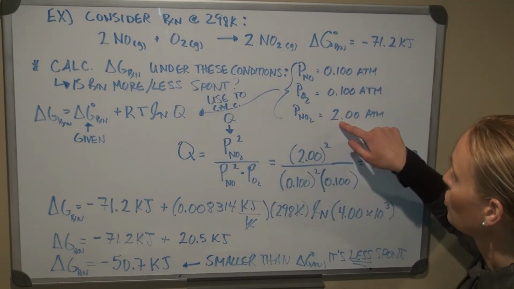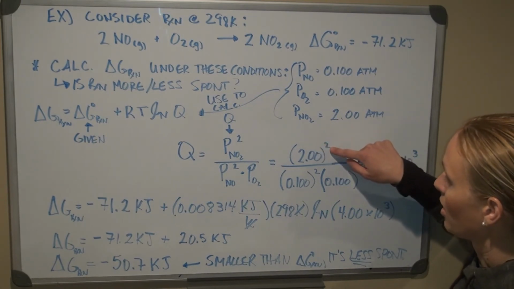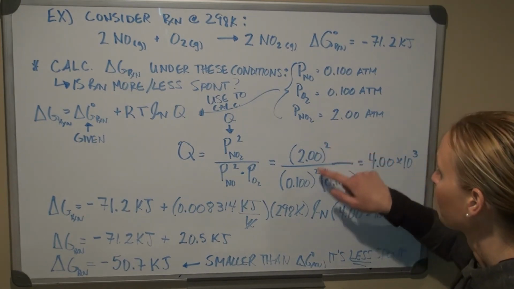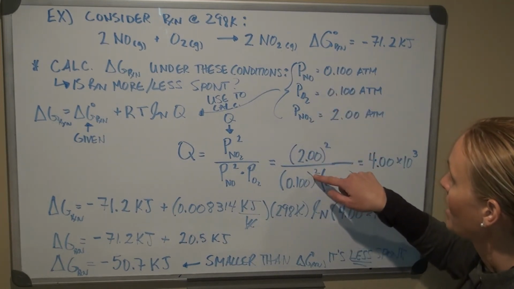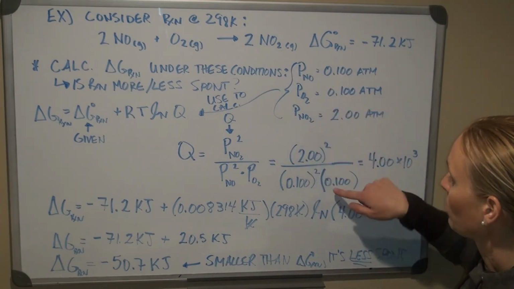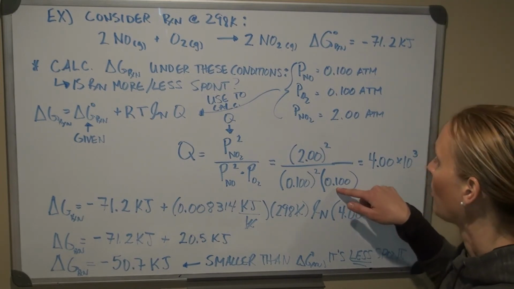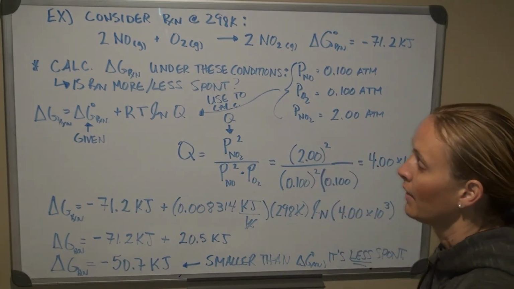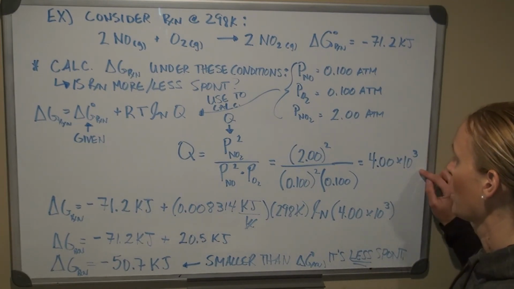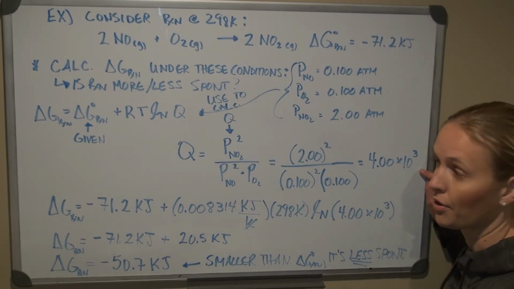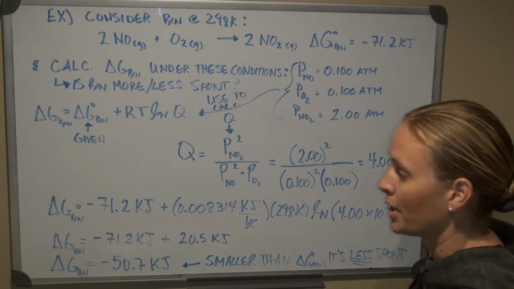So NO2, we have 2 atmospheres there. I'm going to square that, and then NO, I have 0.1. I'm going to square that, and then O2 is 0.1, but I don't square that one. Remember, we don't include units in the K or the Q expressions. So I get my number there, 4.00 times 10 to the third. And now I just plug all the numbers in.